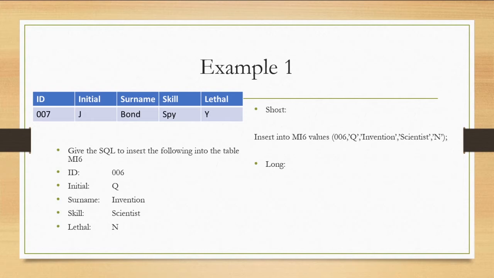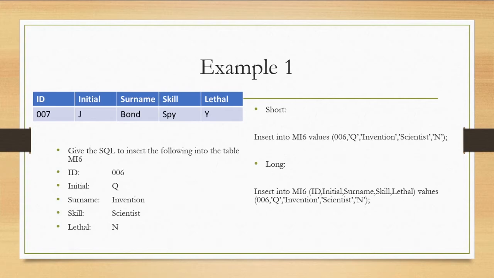Let's look at the long version. Insert into MI6 in brackets ID, comma, initial, comma, surname, comma, skill, comma, and lethal. We close the bracket. Values in brackets 006, comma, single quotation marks around the Q, comma, single quotation marks around invention, comma, single quotation marks around scientist, comma, single quotation marks around N, close the bracket.